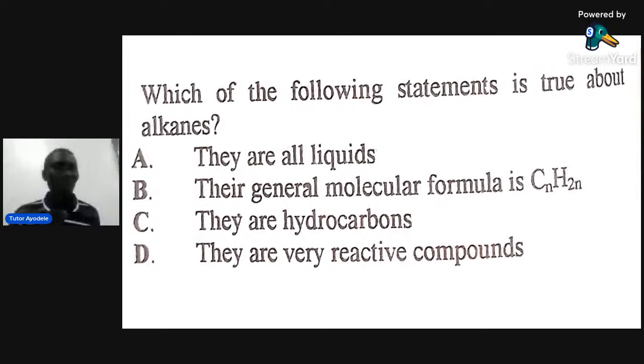Now, which of the following statements is true about alkanes? Option A says alkanes are liquid. Well, some alkanes are liquid, but not all. Your cooking gas, is it liquid? It is not a liquid, so it's not all. That one is not 100% correct. Option B says their general molecular formula is CnH2n. Is that the general molecular formula of alkanes? No, that is wrong. I mentioned this at the beginning of this video. The general formula for alkanes is what?